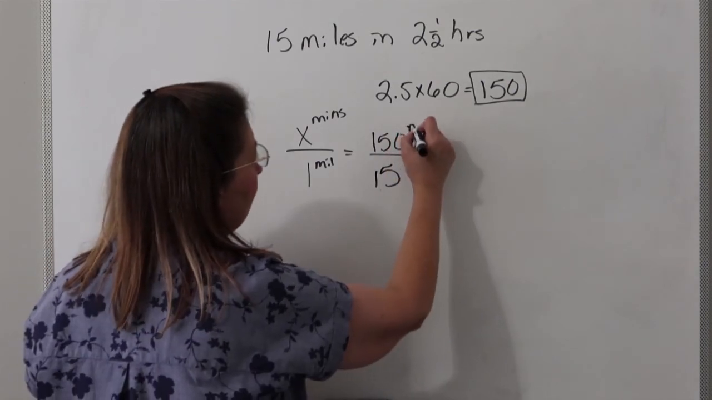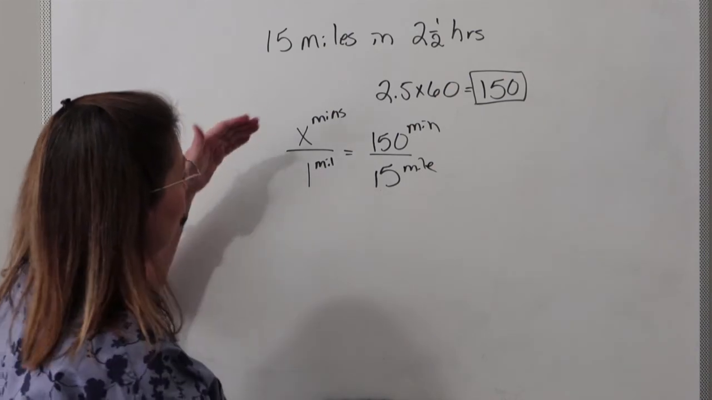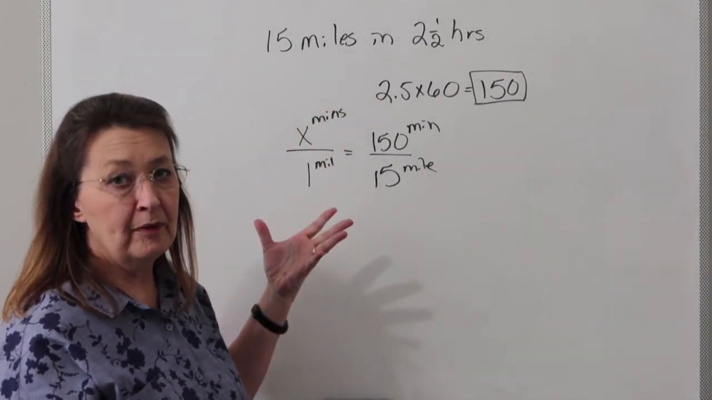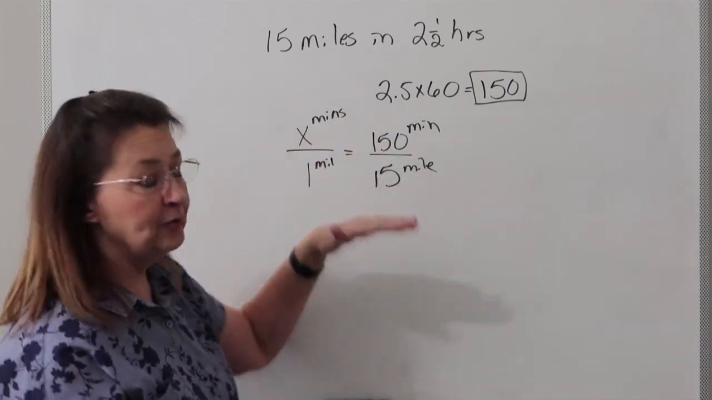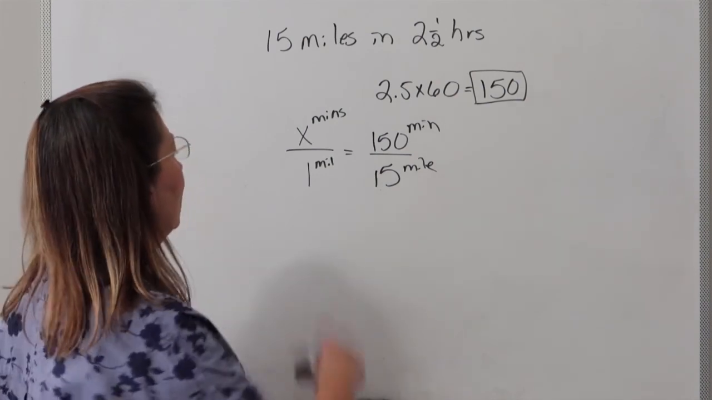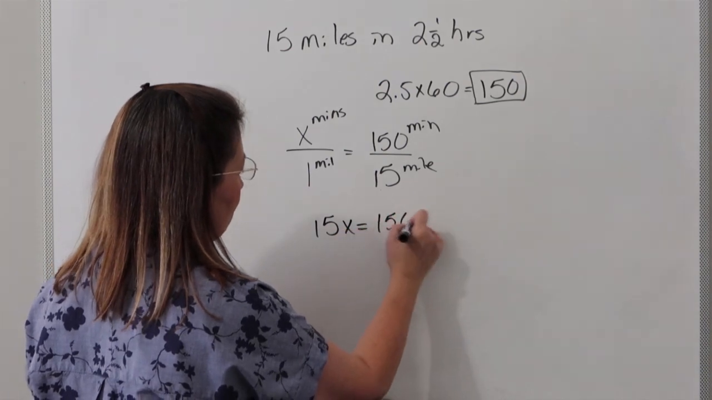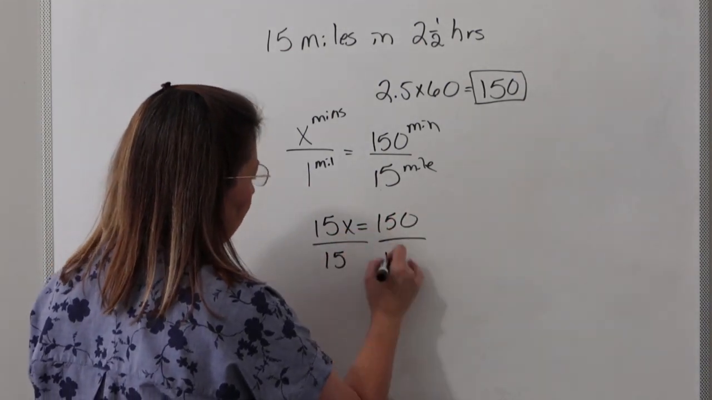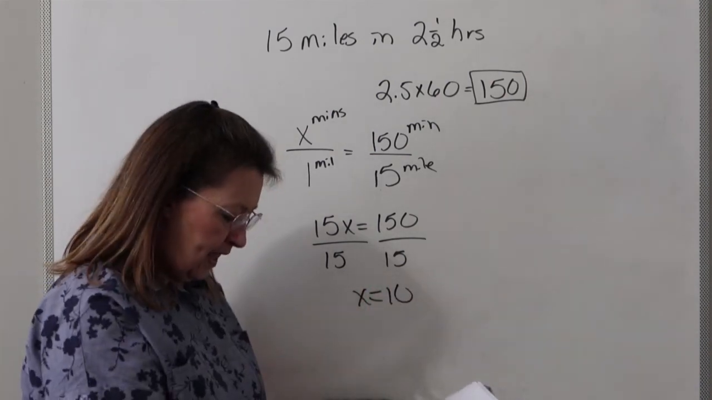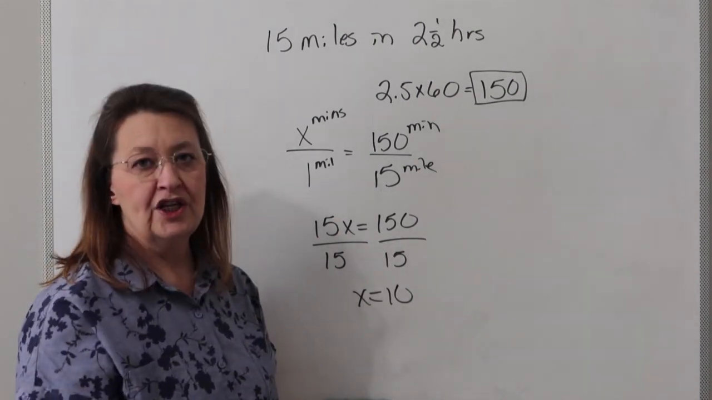Do you see how your proportion has to match? If you've got minutes over miles here, you've got to have minutes over miles here. Now you could flip it. You could have done miles per minute and miles per minute. But you just have to be consistent with whatever you set up to do. And we would cross multiply and solve. So I've got 15x is equal to 150. Divide both sides by 15. X is equal to 10. And that is going to be answer choice G.